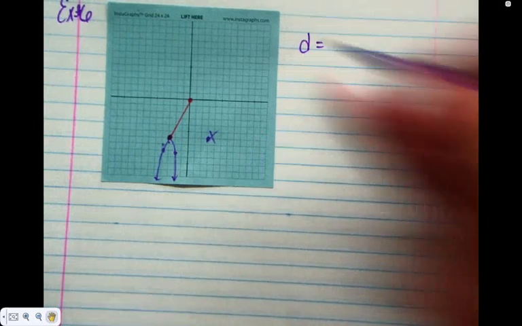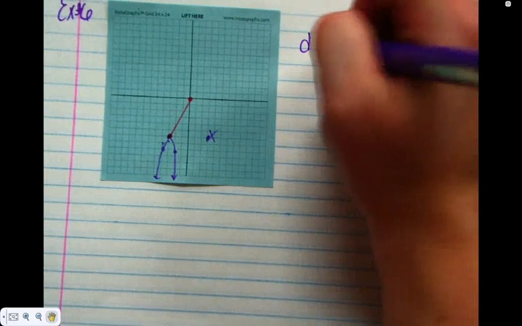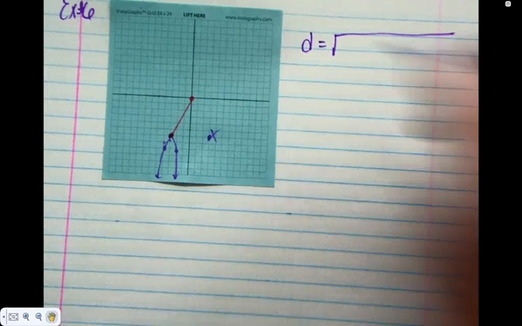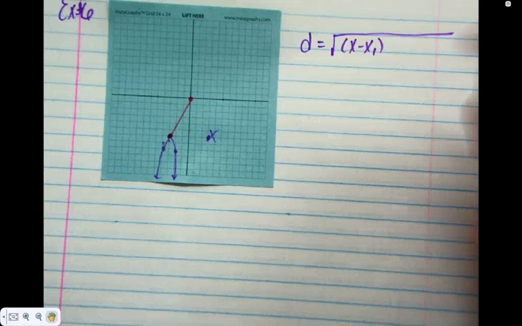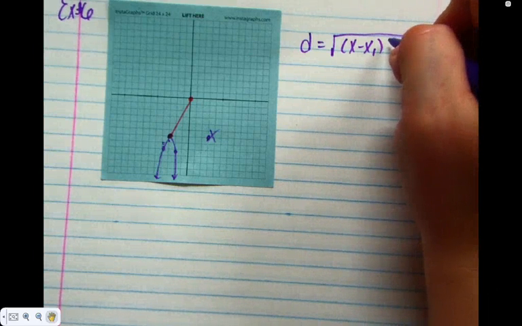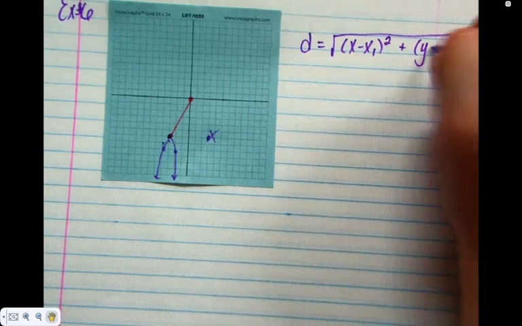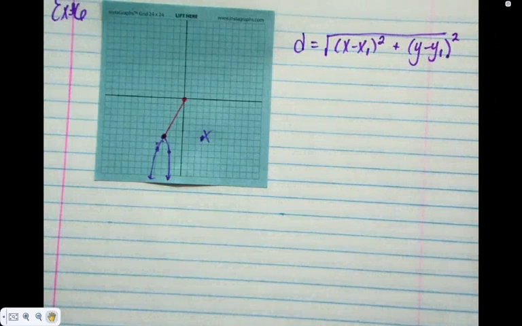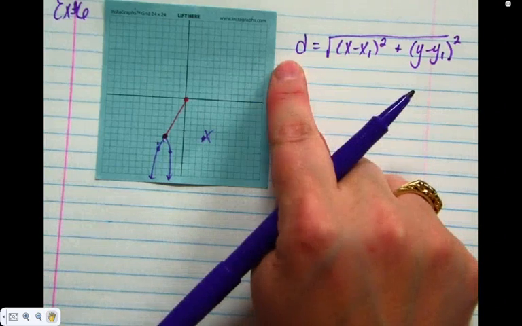Okay, any recollection? It's like x take away x1, or x plus x1 or something. No, x minus x1, you were right. Squared, plus y minus y1, squared. Which, if you didn't realize last semester, this is just the Pythagorean theorem. This is just a squared plus b squared equals c squared. That's where it's coming from.